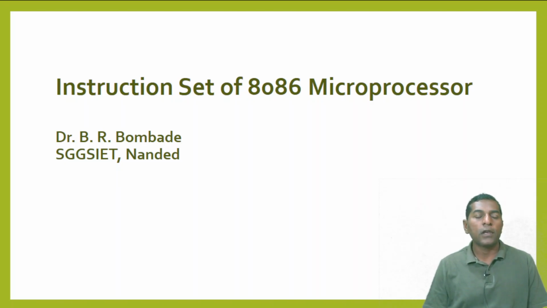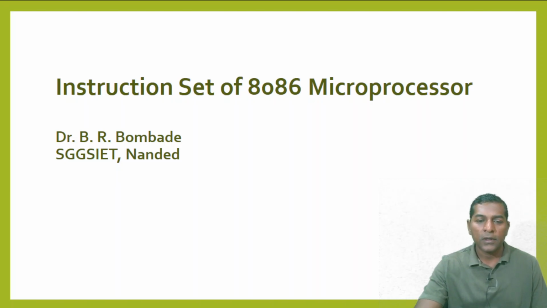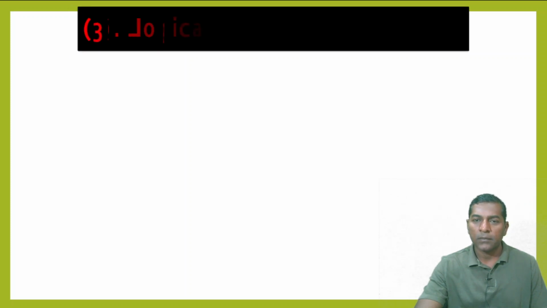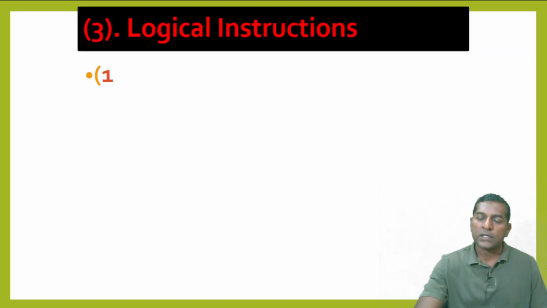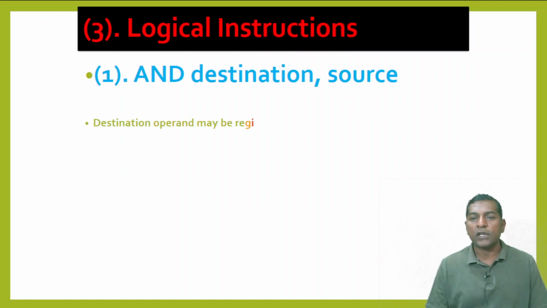Today we'll learn the instruction set of the 8086 microprocessor. Most of the instructions have already been studied in the previous lecture. The remaining part we'll discuss today. So the 8086 microprocessor has arithmetic and logical instructions.